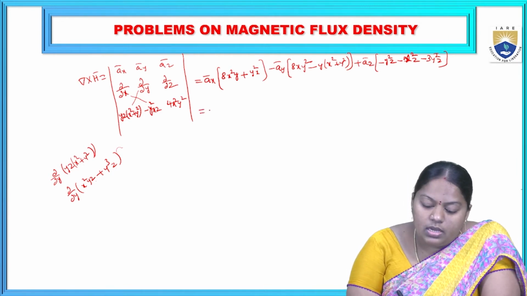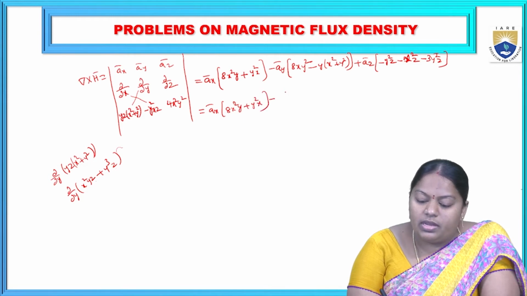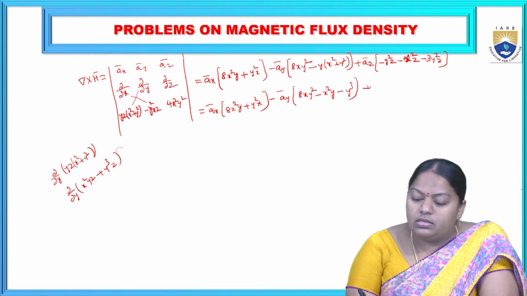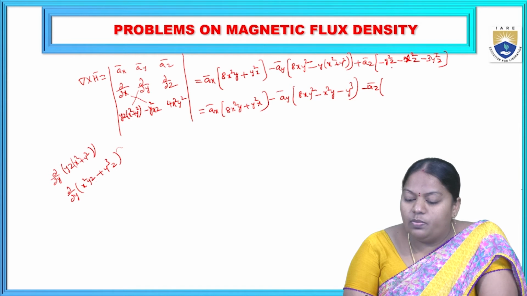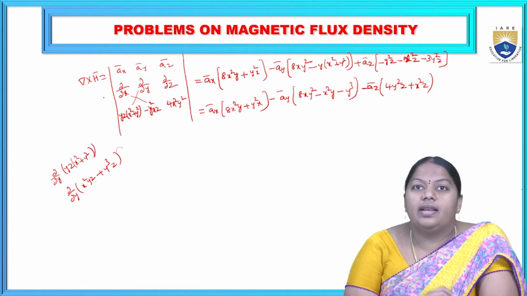Then which is equal to ax into (8x²y + y²x) minus ay into (8xy² minus x²y minus y³), then plus, or if you take az as the minus term common, then it becomes, see, this is y²z and 3y²z means it becomes 4y²z, then plus x²z, right? So this is the value which is to be obtained for del cross h.